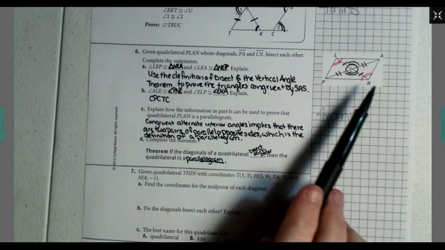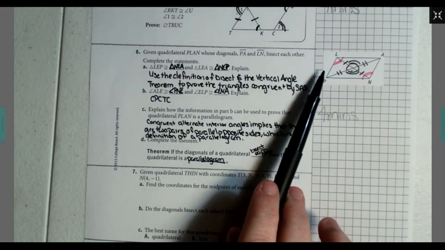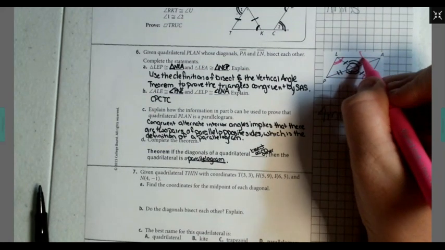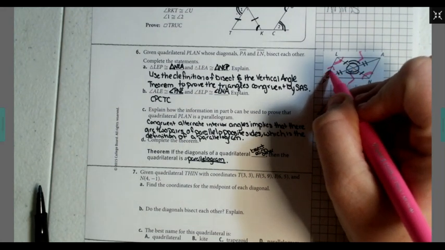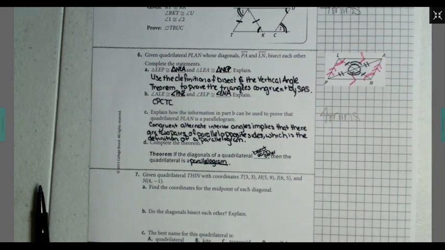And because of that, these are actually alternate interior angles, which implies that my sides are parallel to one another. So I'm able to ultimately prove that this side is parallel to this side, and this side is parallel to this side, which by definition makes this a parallelogram.